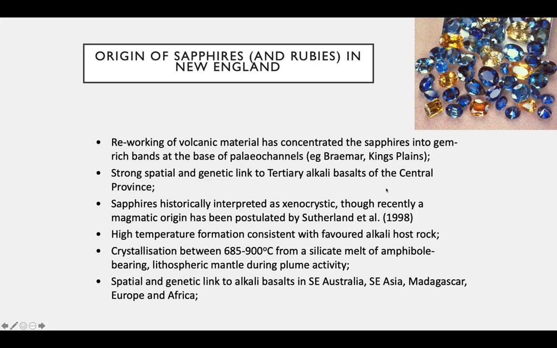They occur with large zircon. There's also diamonds in the New England, which are slightly enigmatic, but unrelated to these sapphires. They've traditionally been interpreted as xenocrysts, in a similar way to the diamonds, but people have thought that they actually might be magmatic. Their high temperature of formation is consistent with an alkali host, and they crystallize at 685 to 900 degrees. So ones up here are related to these plumes that are bringing material up and then eroding away.